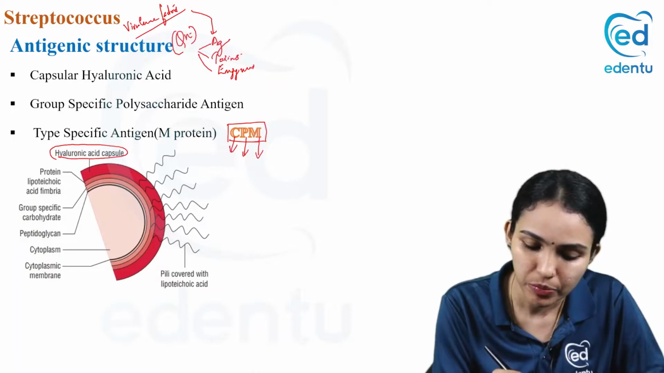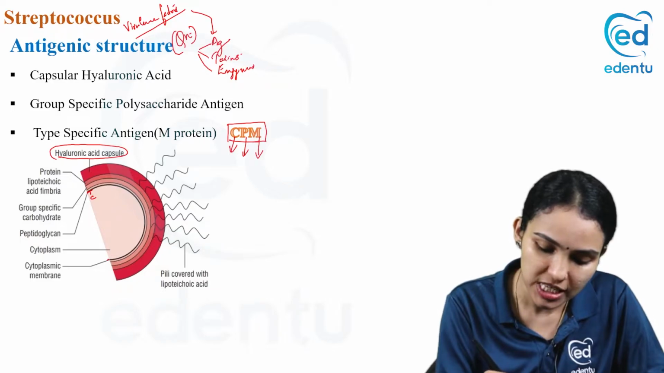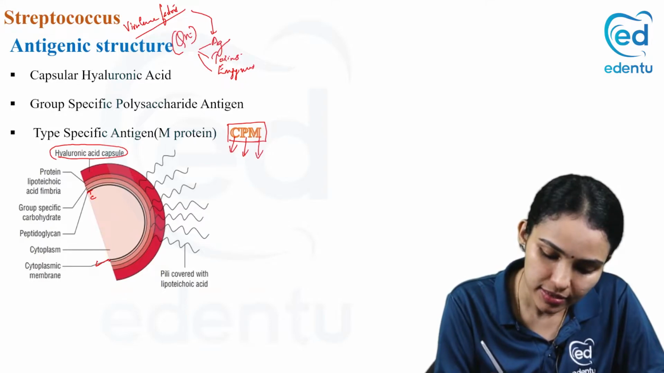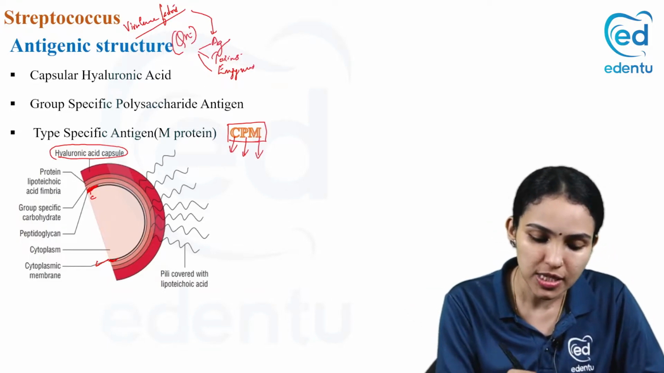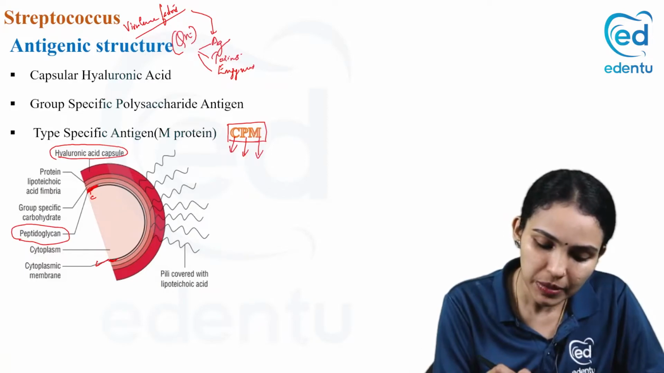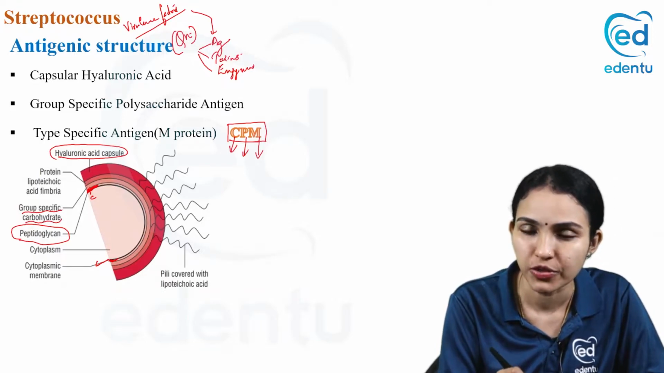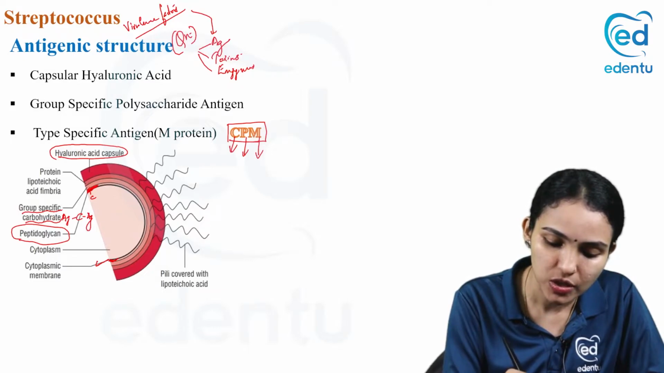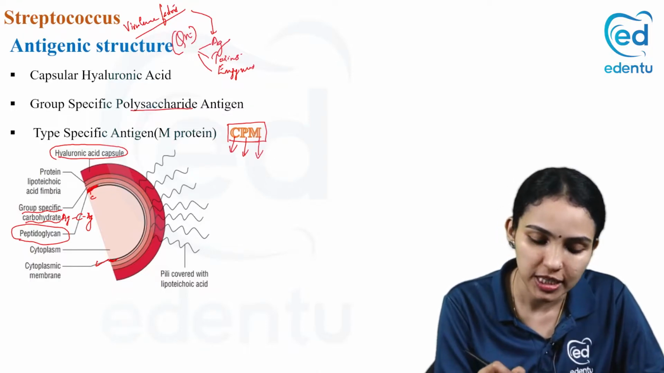Now when you see the cell membrane, inside you have the cytoplasmic membrane. Outside the cytoplasmic membrane, this layer is composed of the peptidoglycan, which is present in all gram-positive bacteria. Now outside the peptidoglycan layer, there is a group-specific polysaccharide or carbohydrate antigen layer. You call that the C layer, C antigen or C carbohydrate antigen layer. That is what the polysaccharide antigen means. It is just outside the peptidoglycan.